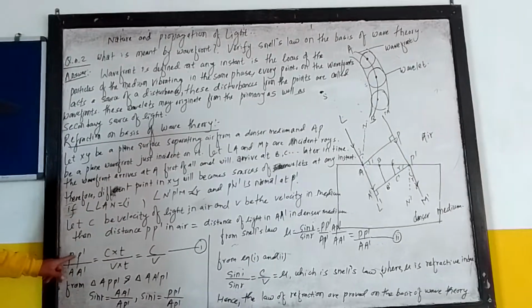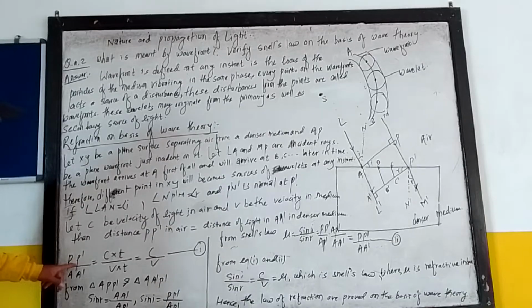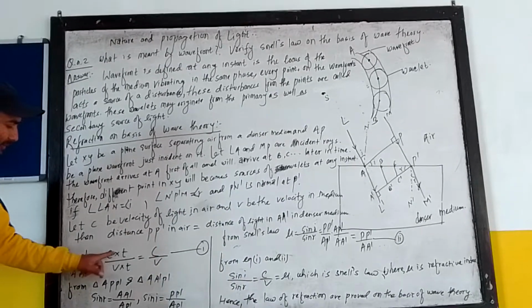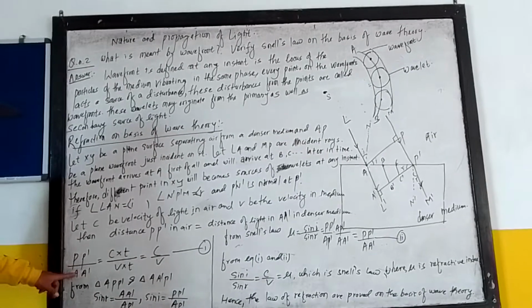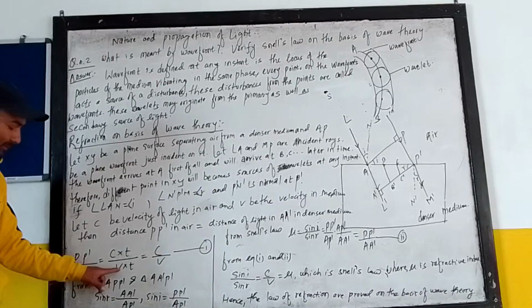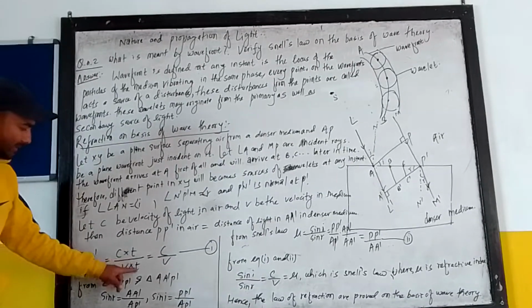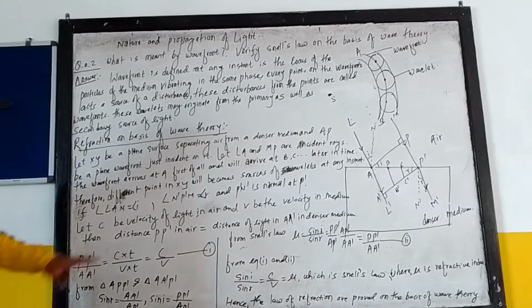you know the formula for distance: velocity into time. Since this is in air, P dash equals C into T, because distance is velocity into time. Similarly, A dash is again velocity into time, which is the formula of distance, and T is the same, so we cancel each other. C by V equals P dash by A dash, and this is equation 1.